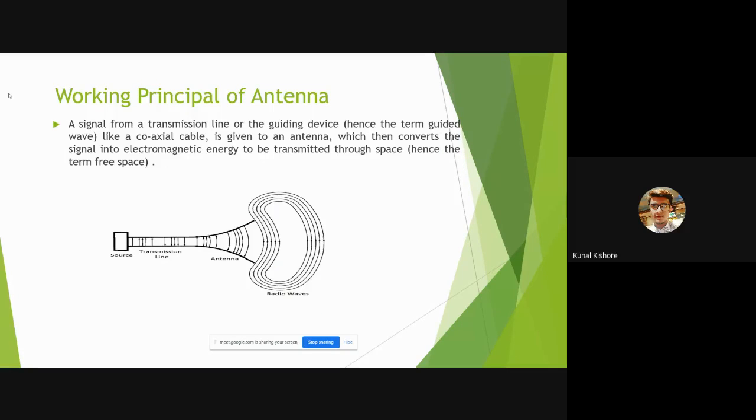So now coming to the working principle of an antenna. A signal from a transmission line or guided wave, like coaxial cables, etc., is given to the antenna, which then converts the signal into electromagnetic energy, which is to be transmitted through space. And the antenna can be both a transmitting type as well as a receiver side antenna.